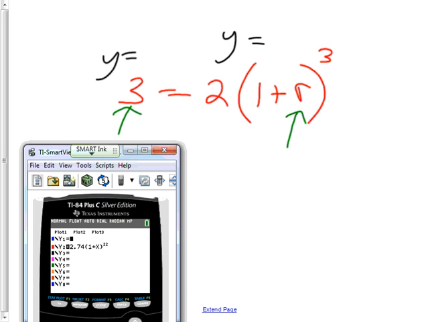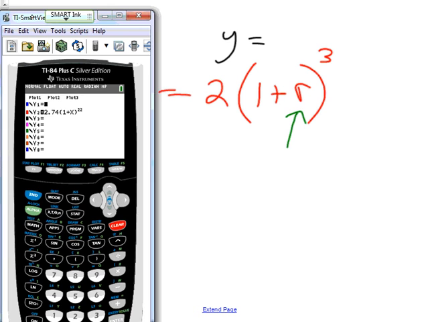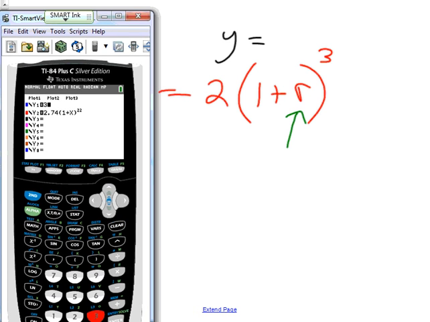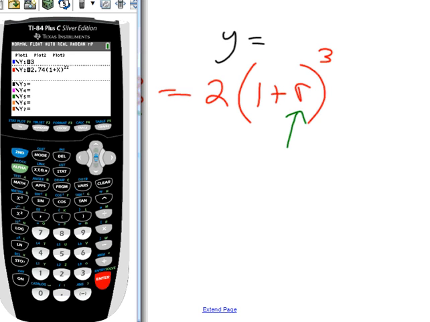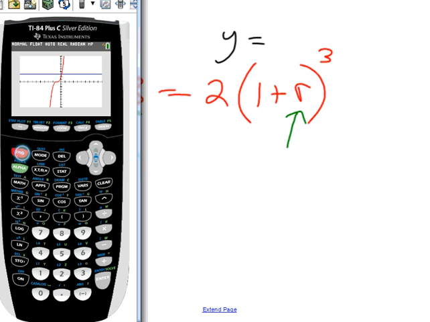There are two ways. One way is to graph both sides and see where they cross. So y equals 3. And I'm going to put a y equals 3 here. And then the other side would be y equals 2 times parentheses, 1 plus the rate, which we're going to call x because we don't know what it is, to the power of, little caret thingy, 3. And then when I graph that, I'm going to graph both sides, and I see where they cross. And if I can see where they cross like that, I just have to go second, calculate, intersect.